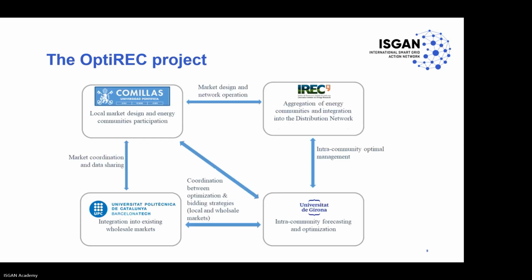The OptiRec project is a common project between 4 Spanish entities: Comillas Pontifical University, which deals with the local market design and energy community participation; IREC, that deals with the aggregation of energy communities and the integration into the distribution network; the Universitat Politècnica de Catalunya, that focuses on the integration into the existing wholesale markets; and finally, the Universitat de Girona, that focuses mainly on the intra-community forecasting and optimization.